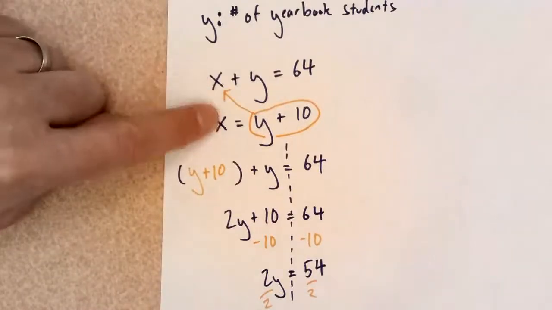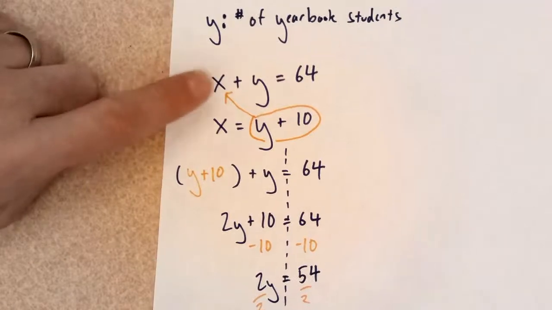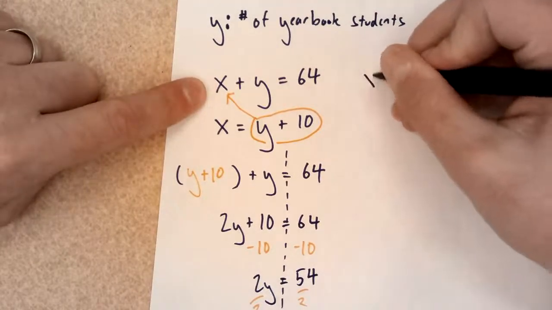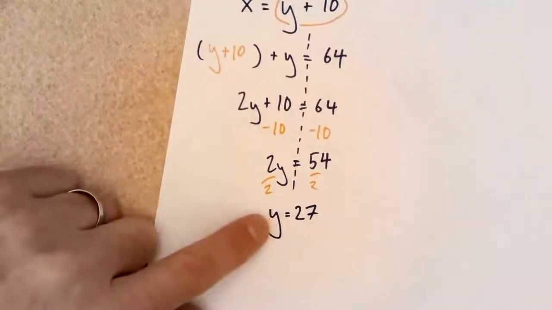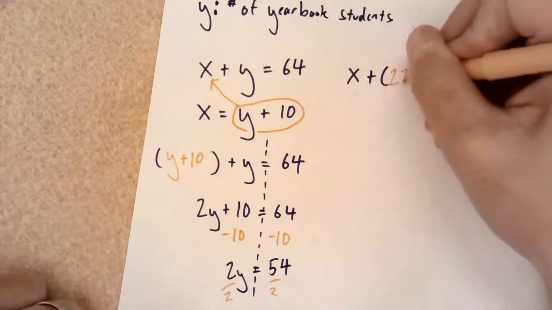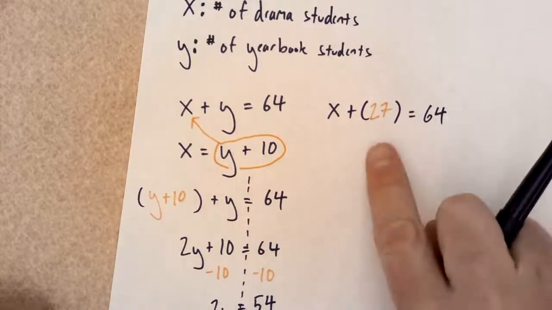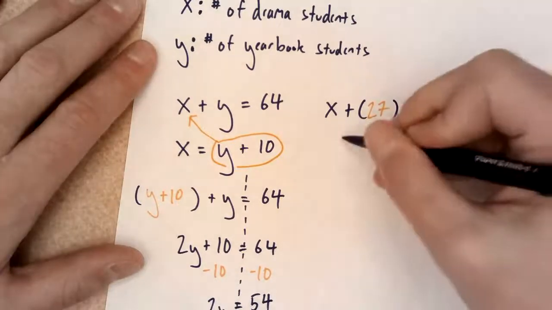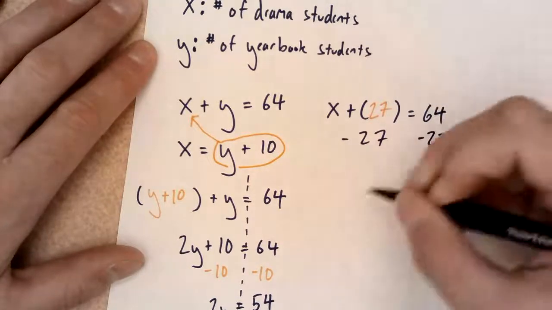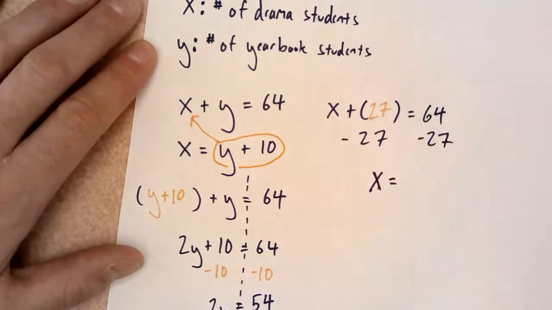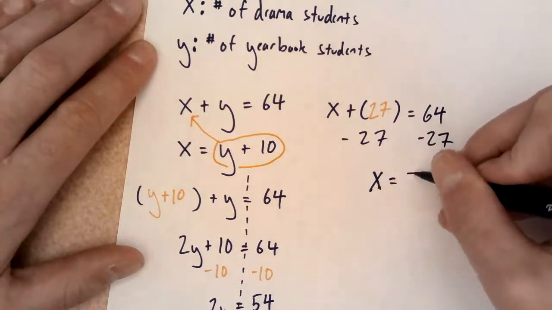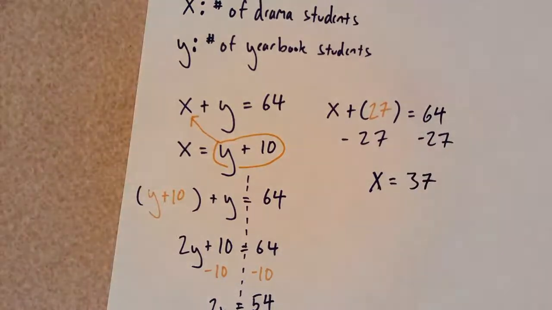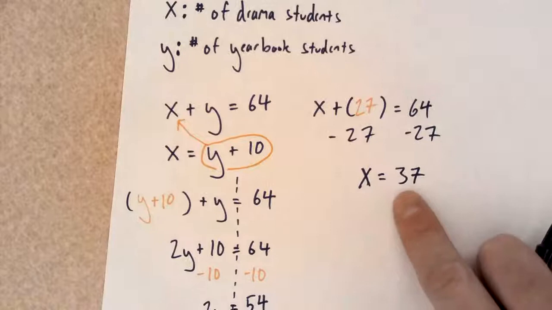To figure out drama students, I'm going to take this number and plug it into one of my original equations. In fact, I'm going to just use this top one. So I'm going to rewrite this equation now. X plus Y equals 64. I'm going to use 27 for Y. And let's figure out what X is. So I would subtract 27 from both sides. And X equals 64 minus 27, which is 37.